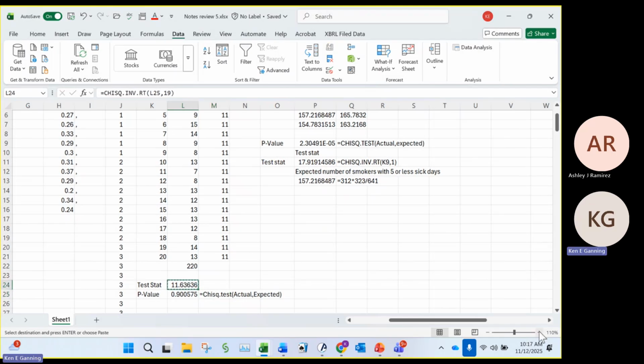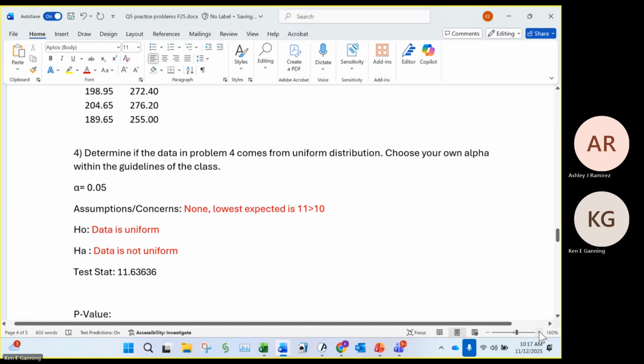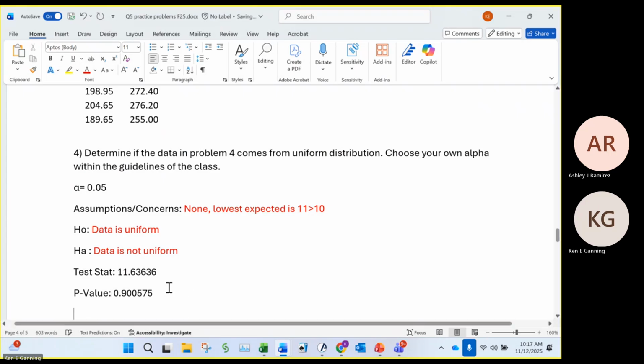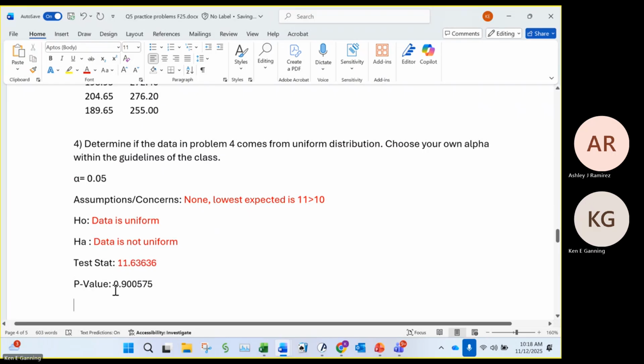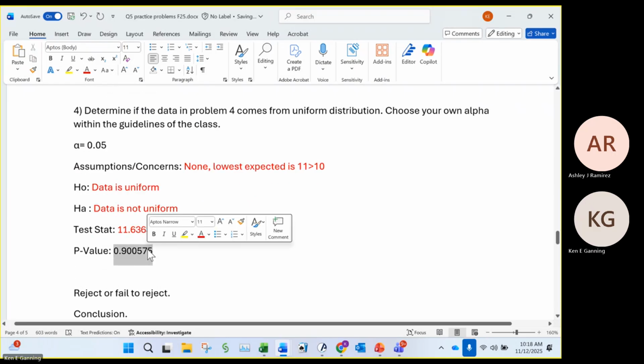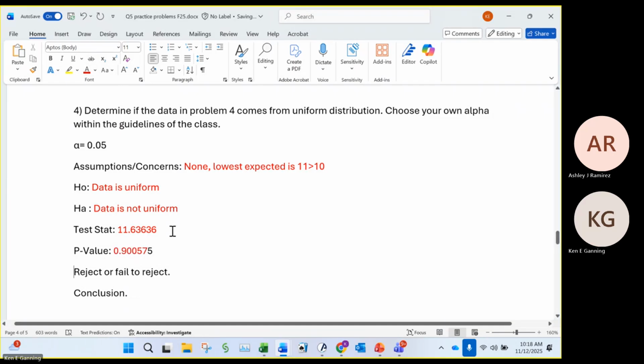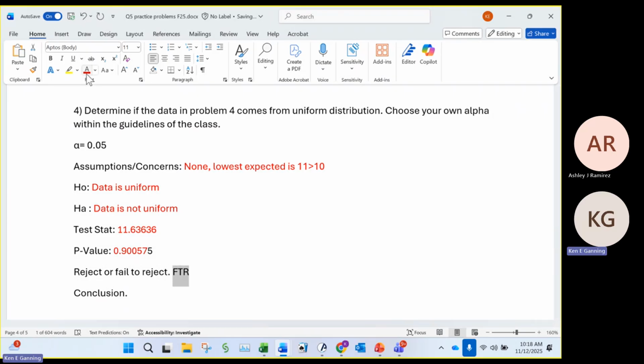I get my p-value. I got my test stat. Reject or fail to reject. Conclusion.